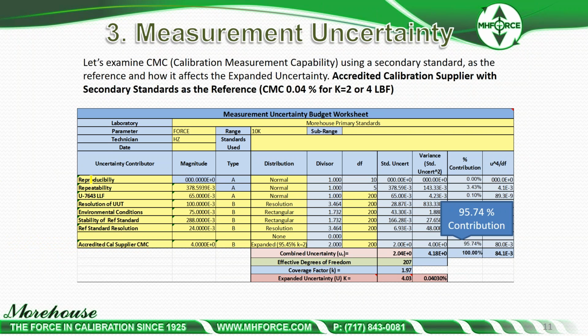On this particular load cell, calibrated in accordance with E74, reproducibility, repeatability, resolution, all these factors are staying the same. And if we look at what happens when you go to an accredited calibration supplier, the expanded uncertainty becomes 4.03% with a 95.74% contribution. If you're wondering why reproducibility is blank here, it's because we're using ASTM E74, and the lower limit factor is really a pooled standard deviation that tests reproducibility. So instead of double dipping, we're doing this. The paper explains it in much more detail.